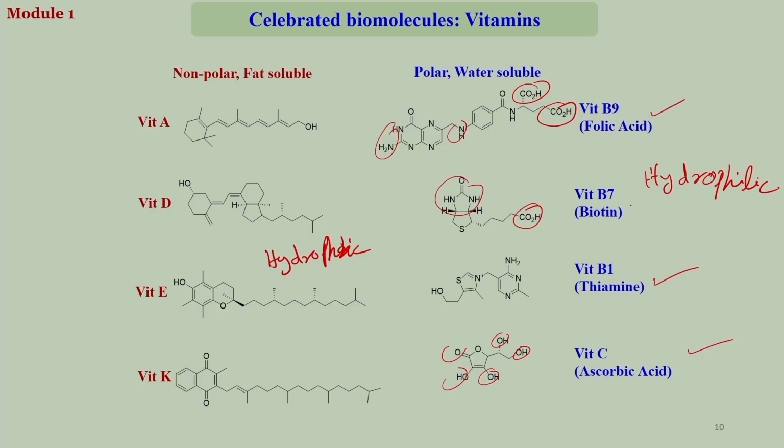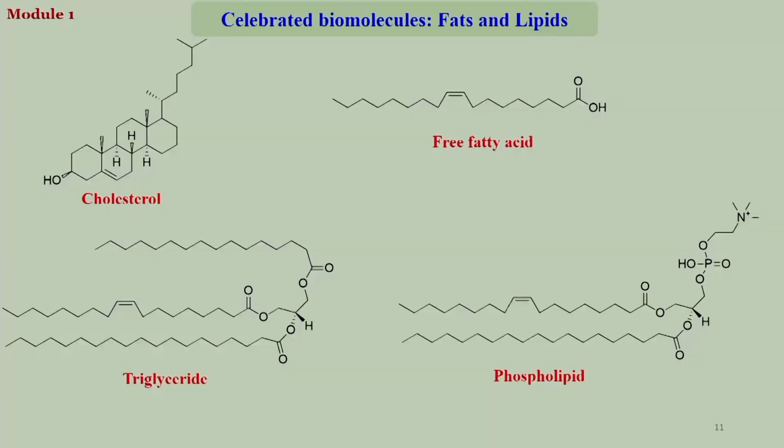Folic acid and biotin are of course vitamins, and along with that they are also used as tumor targeting agents, because tumor cells have overexpressed folic acid receptors as well as biotin receptors. So, people use folic acid and biotin as a tag to take drugs or molecules to the targeted tumor cells. Coming to a little bit larger molecule, cholesterol.